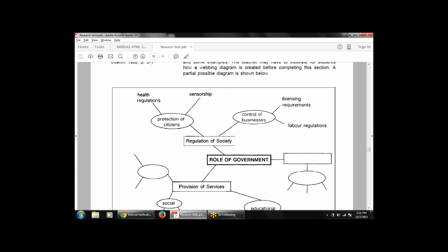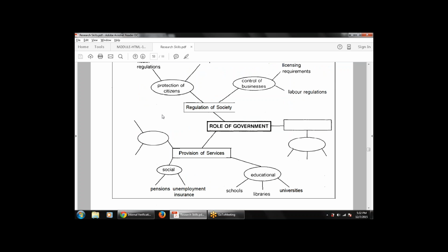This is one of the diagrams. This is the role of the government. The main part is regulation of the society, that also includes the protection of the citizens. Then regulation of the society, that is the control of the business. Then licensing requirements, labor regulations, censorship, then health regulations.